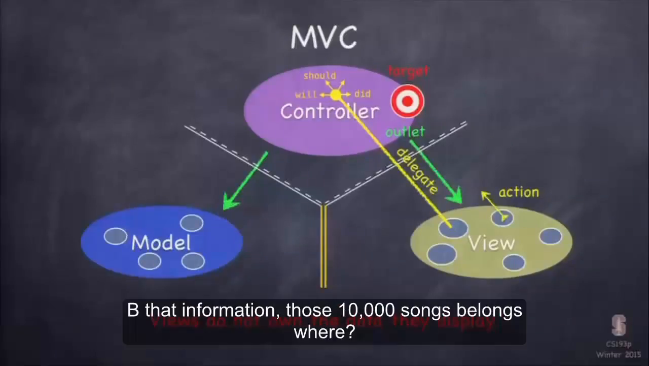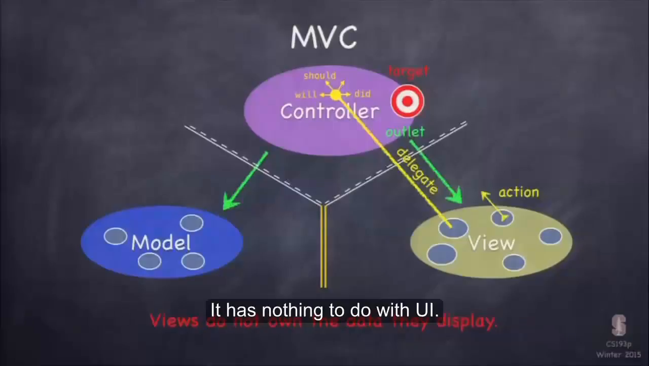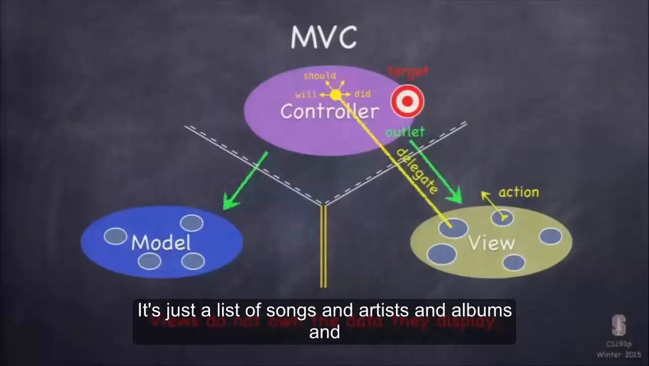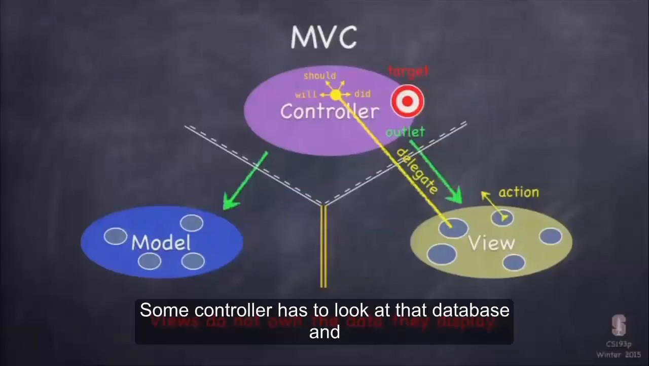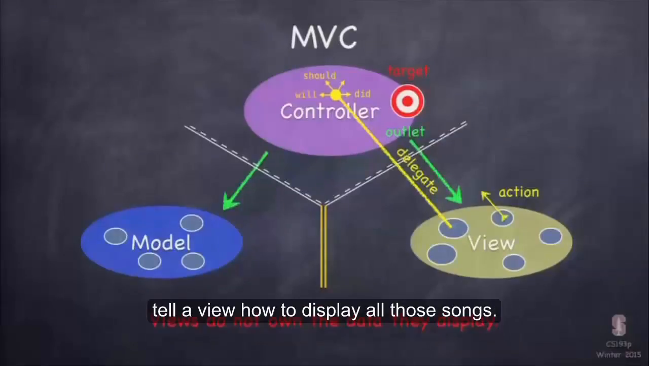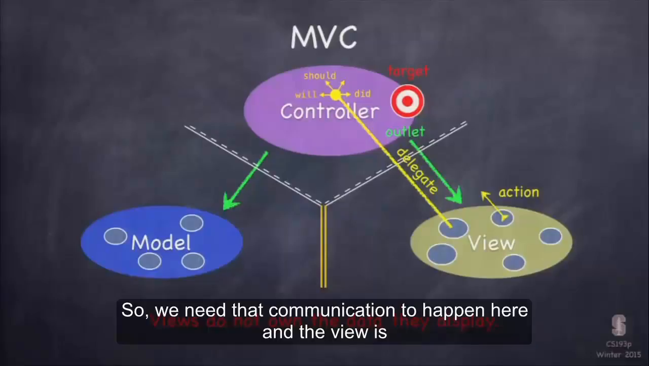A, that would be inefficient, and B, that information, those 10,000 songs, belongs where? In the model. Because your song database is a model. It has nothing to do with UI. It's just a list of songs and artists and albums and all that. It's in the model. Some controller has to look at that database and tell a view how to display all those songs. So we need that communication to happen here.